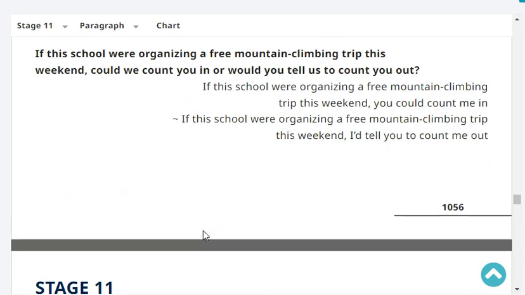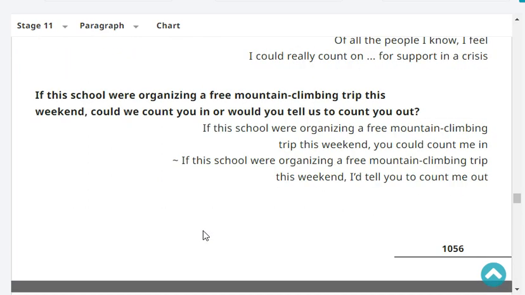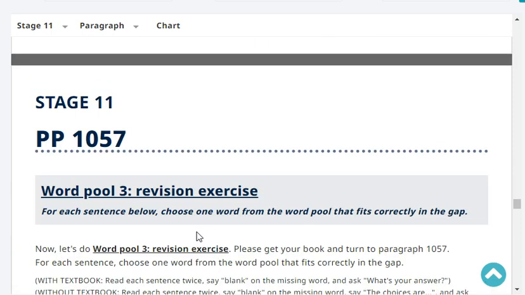If this school were organizing a free mountain climbing trip this weekend, could we count you in or would you tell us to count you out? Yes or no. No, if this school were organizing a free mountain climbing trip this weekend, I would tell you to count me out.